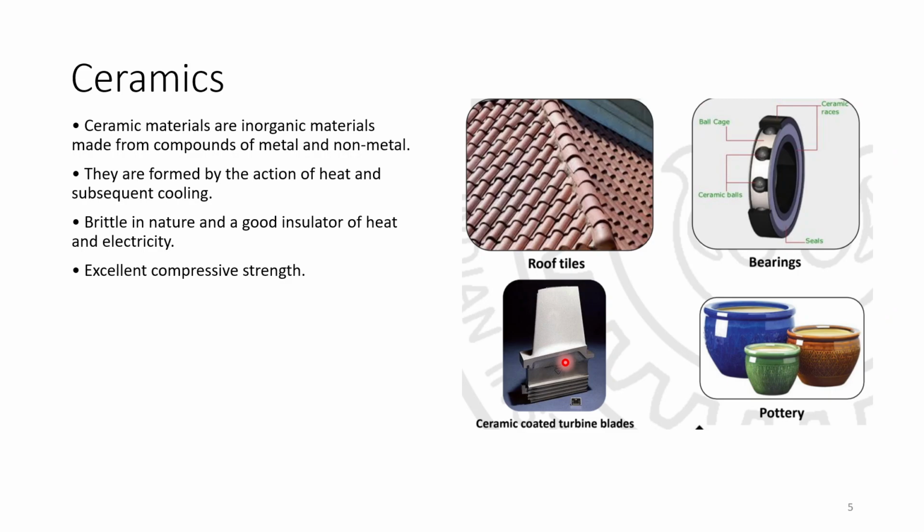Then you have ceramics. Ceramics are inorganic materials made from compounds of metal and non-metal. For example, aluminum and oxygen combine to form alumina. These are formed by the action of heat and subsequent cooling, and they are brittle in nature and good insulators of heat and electricity. They are also excellent in compressive strength.